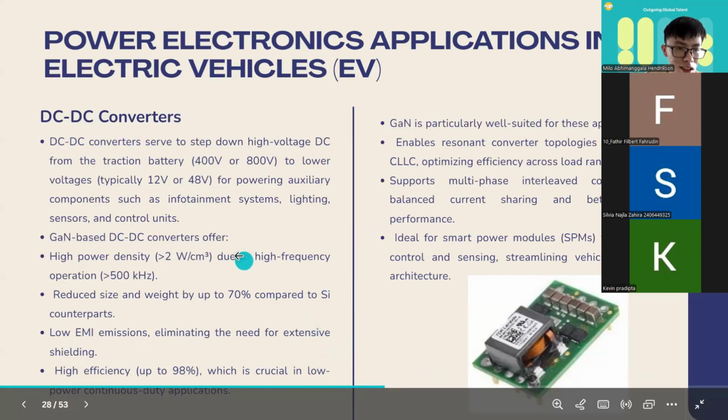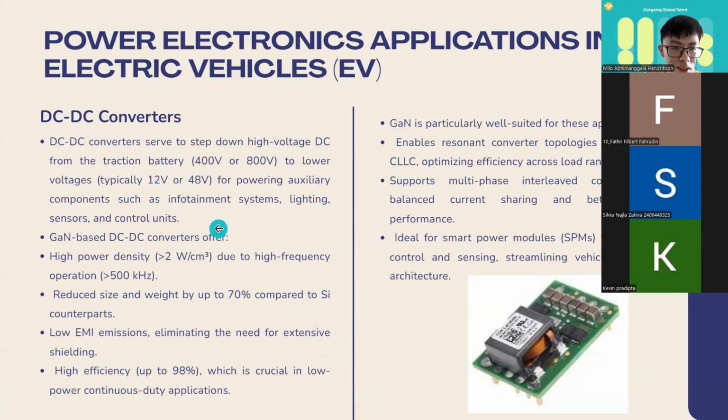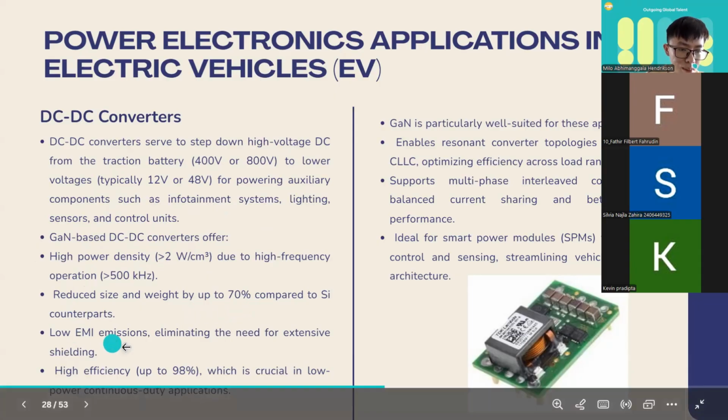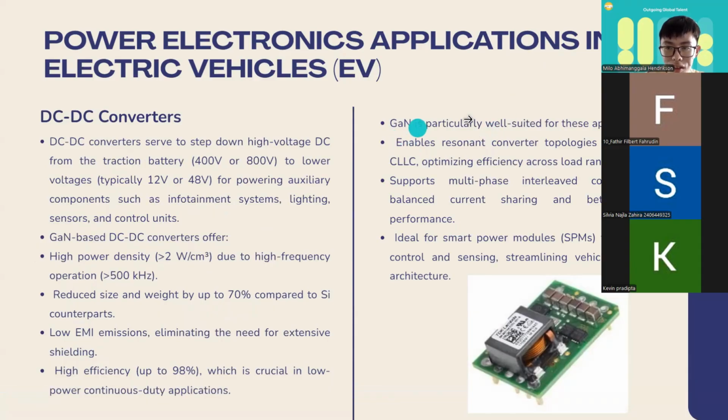And we continue with the DC-DC converters, which have a main function to step down high voltage DC to a low voltage. Usually gallium nitride is applied to this converter because it has high power density, reduced size and weight by up to 70%, low EMI emissions, high efficiency up to 98%, and it is particularly well suited for applications such as the resonant converter, supports multi-phase interleaved converters, and is ideal for smart power modules.